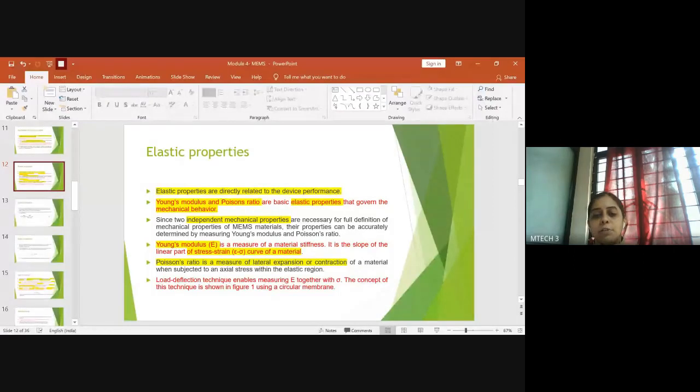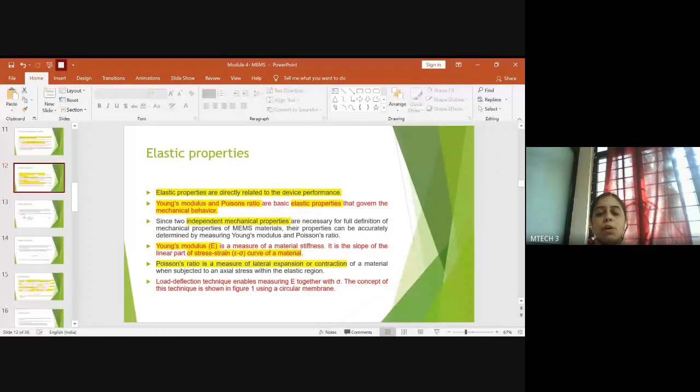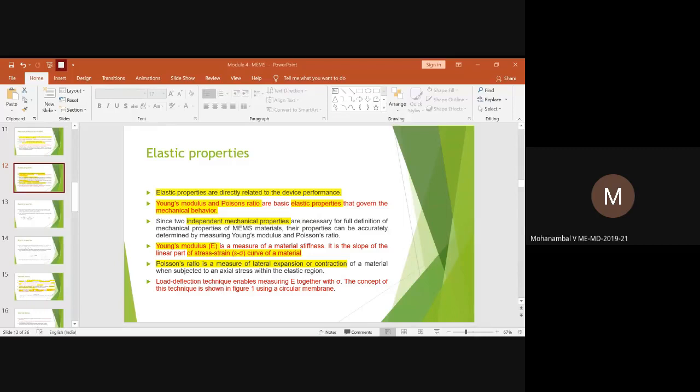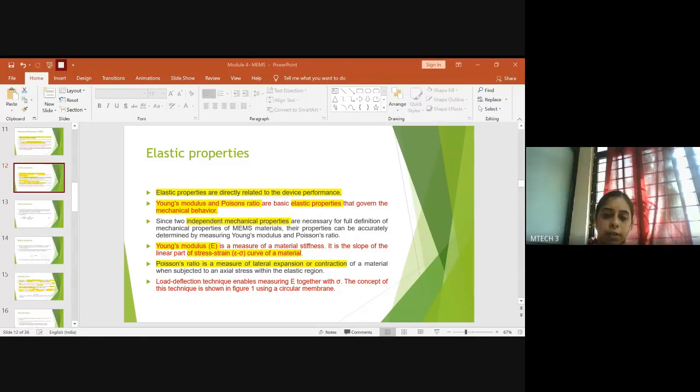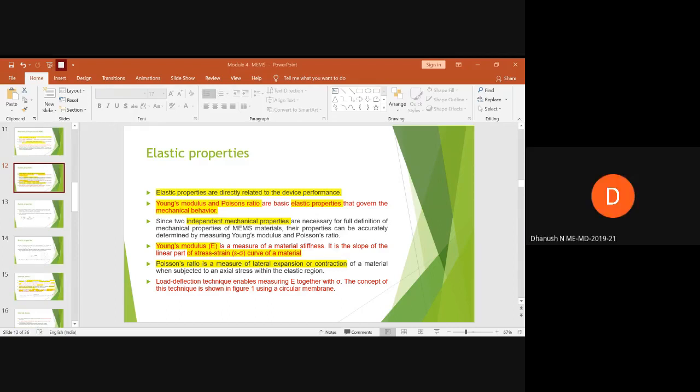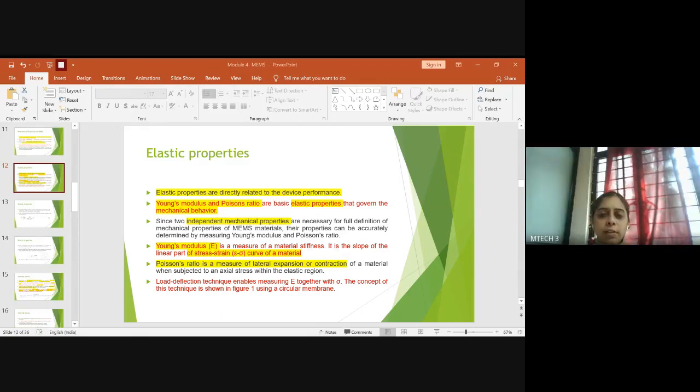Any doubts related to this, please kindly let me know. Hope the things are clear enough. Any doubts? No, ma'am. Okay, is it the same from others also? I'm getting a response only from Mohan Ambal. What about the others? Is it clear enough? Yes, ma'am.